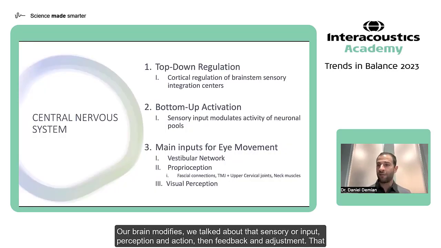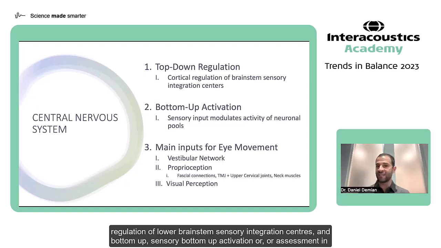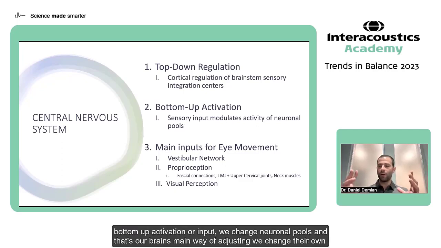Our brain modifies. When we talked about that sensory or input, perception and action, then feedback and adjustment, that adjustment comes through two main avenues for us. And so top-down regulations, where we can use cortical processes and regulation of lower brainstem sensory integration centers, and bottom-up activation or assessment in terms of how our input from sensory perceptions and beyond change. And what they do is from top-down regulation and bottom-up activation or input, we change neuronal pools, and that's our brain's main way of adjusting.